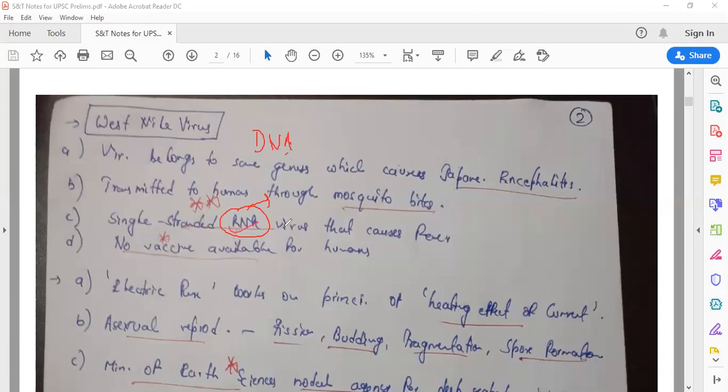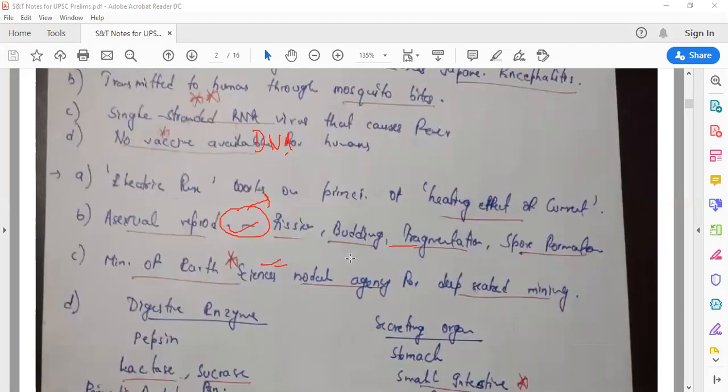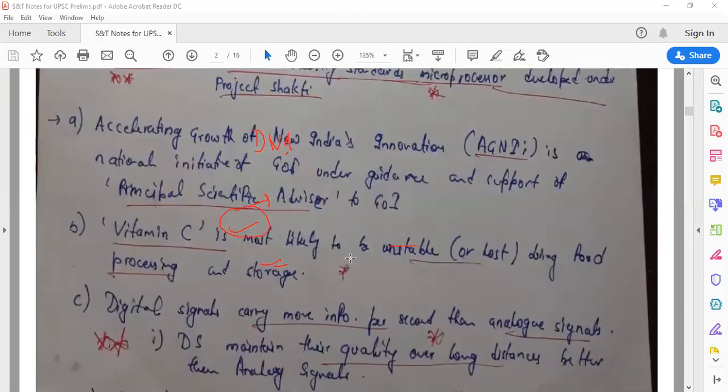So it is a single stranded RNA virus that causes fever, and there is no vaccine available for humans. So these are basic facts about West Nile virus, which we have to understand. It can be transmitted through mosquito bites, and it is a single stranded RNA. Now, these are the basic miscellaneous facts associated with health.